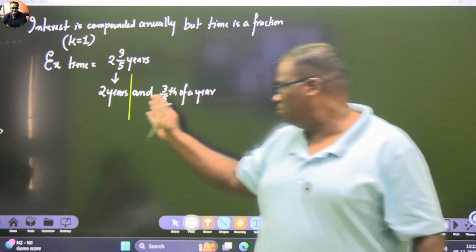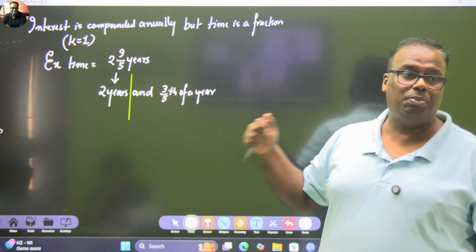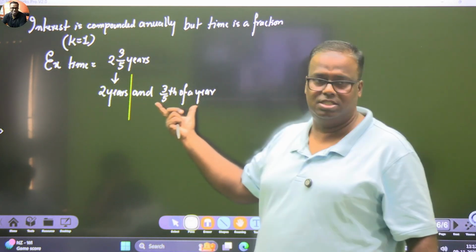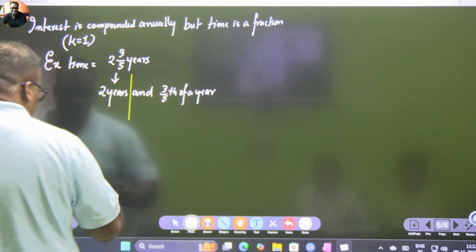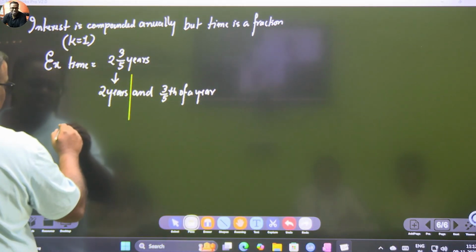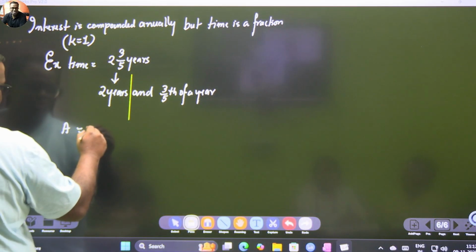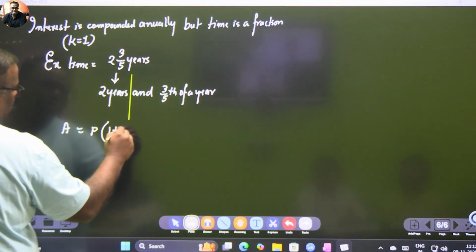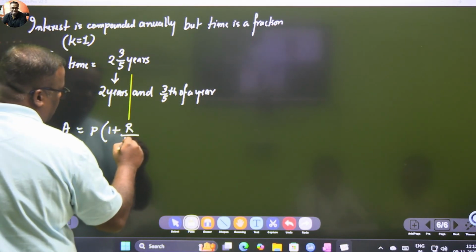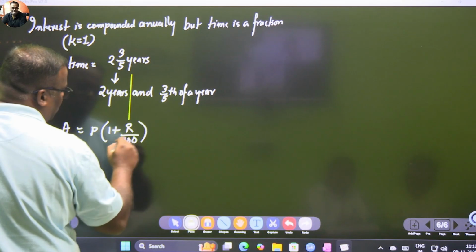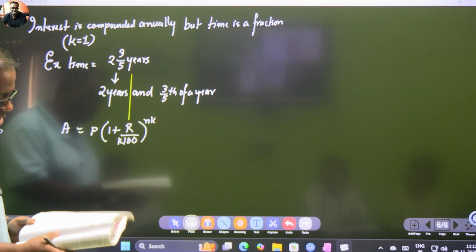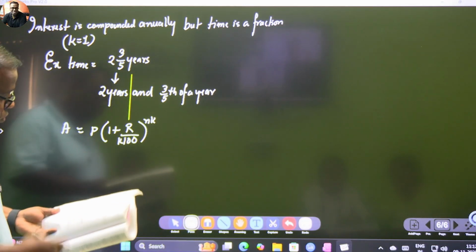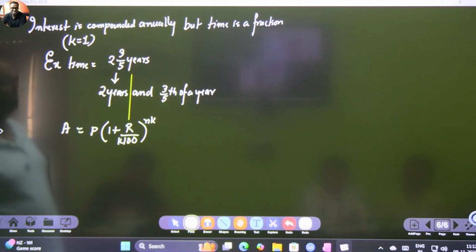This time it is 2 years plus another. So the pain or the thorn with us is this. This thorn needs to be tackled. So in such a case, we say that the amount A is equal to P into 1 plus R by 100, to the power K n. Obviously, if you want to write K, you can write K, because K's value is 1. This much is there. And with that, what is happening?